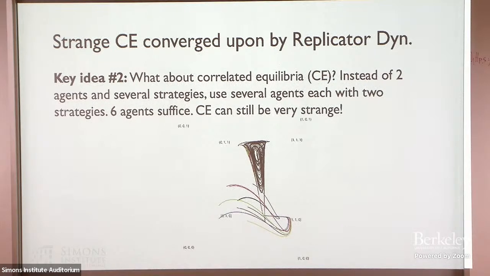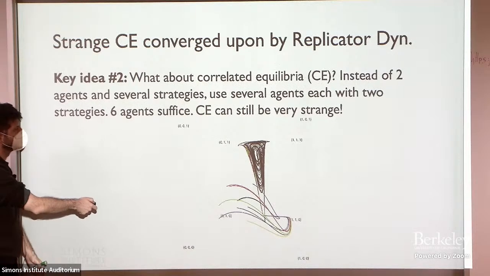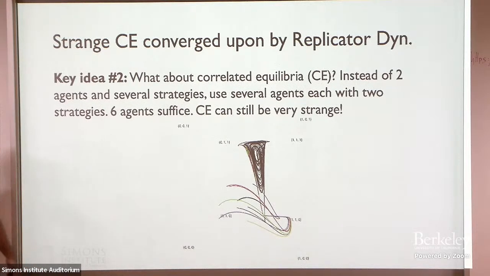This is an attractor in a six-player, two-strategy game, which is actually formally chaotic. It's a strange attractor. This leverages some results in dynamical systems theory, but this is formal chaos. So correlated equilibria, which are naturally selected, can be formally chaotic, even in normal form games with six agents and two strategies. All right. So, yes.